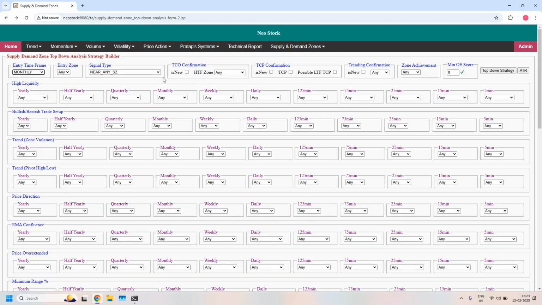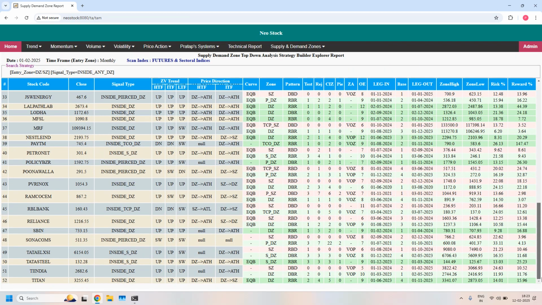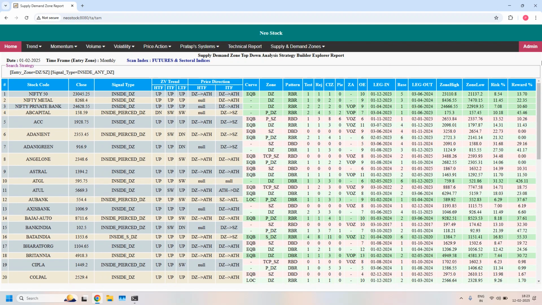Next, monthly time frame. Price closed inside the monthly demand zone. We got 52 stocks. So first 20 stocks. Currently, price is inside the monthly demand zone. NIFTY. NIFTY is inside the monthly demand zone. I'm scrolling the list down.